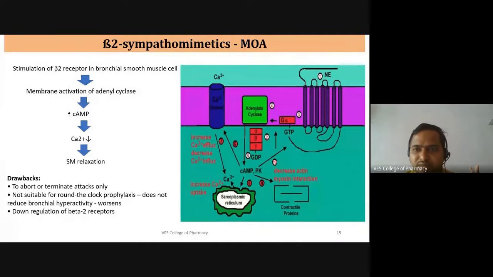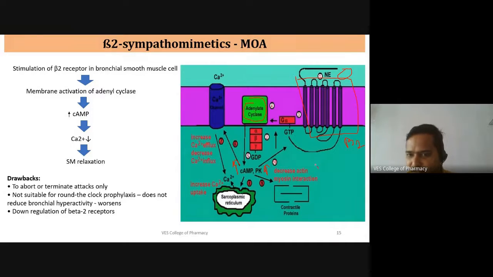So now we're going to talk about the mechanism of action. Here you can see the receptor. This receptor is the beta 2 receptor, which is present on the bronchial smooth muscle. On this bronchial smooth muscle, our drug will bind. After binding with this receptor, what will happen? This G protein type of receptor will get activated. This G protein receptor will activate the adenylate cyclase. This adenylate cyclase will increase the cAMP level, which ultimately activates the various protein kinases, and this activation of the protein kinases will cause further action.